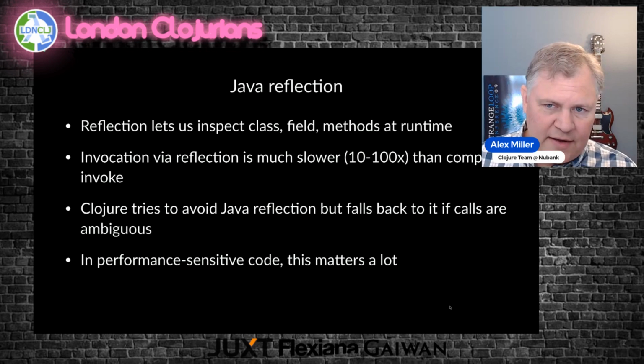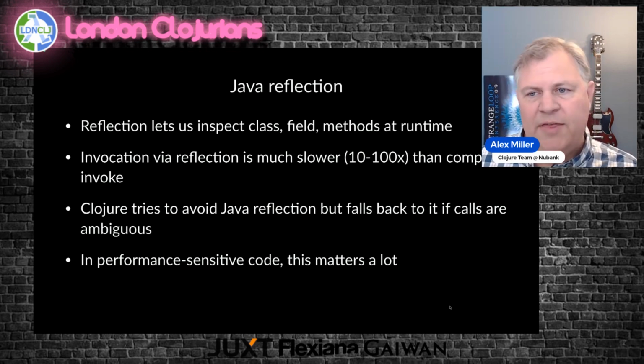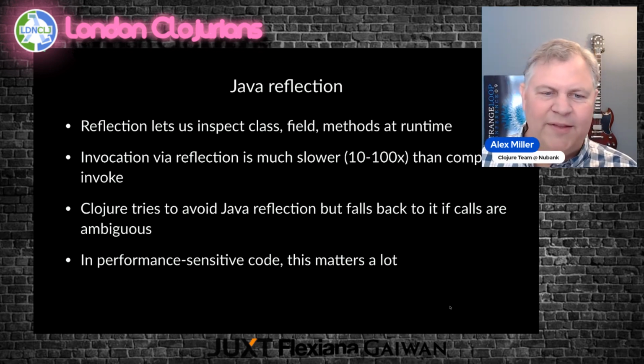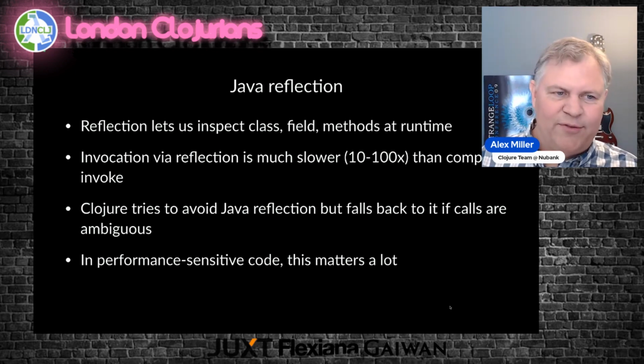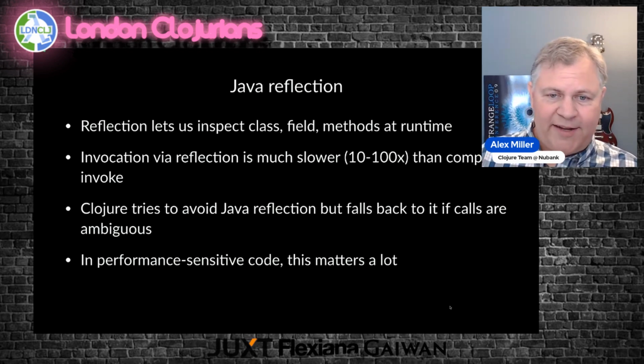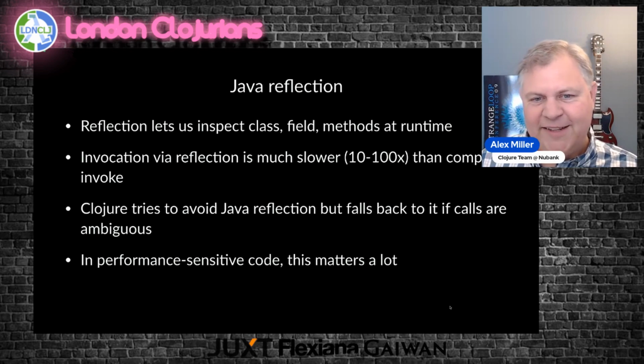Reflection lets us inspect class fields and methods at runtime. And so we can look at what's in memory. We can traverse through the class's methods, find methods, invoke those methods, find fields, get the values of fields, things like that. The big upside is it's dynamic. The big downside is it's slow. So it's generally 10 to 100 times slower than a compiled invoke.